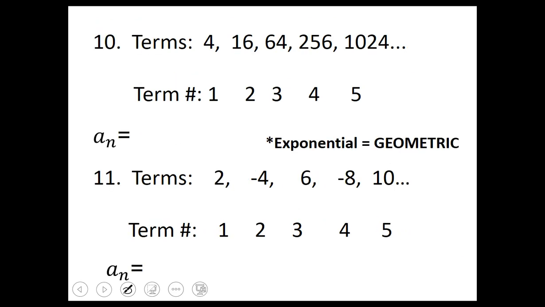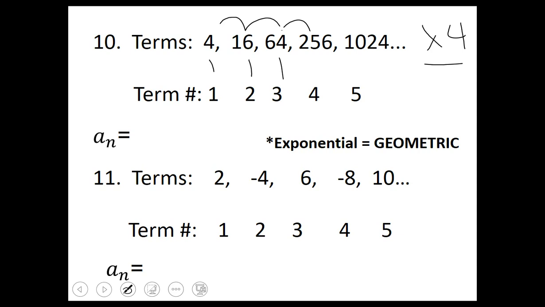Let's take into account number 10 here. So again, here's my sequence, and then I've written the term numbers underneath. You're looking for some relationship between 1 and 4, 2 and 16, 3 and 64. If you're not able to spot it right offhand, then perhaps you're looking for some kind of relationship between these terms here. I think you're able to tell that in this case, you are multiplying by 4 each time. If you are multiplying by 4 each time, that implies that you are going to have some kind of exponential equation.